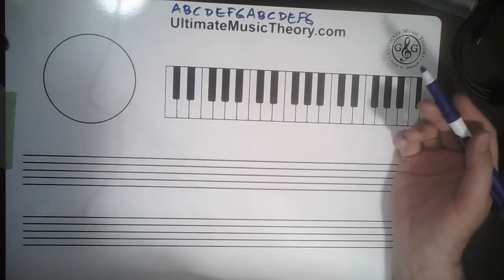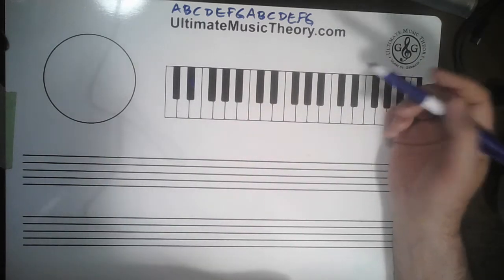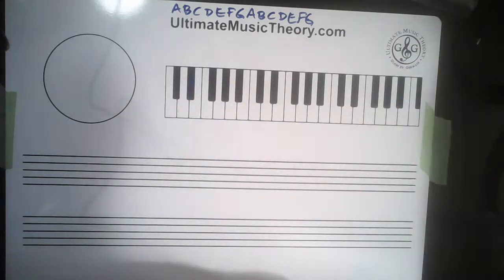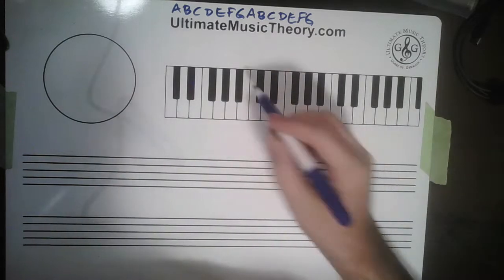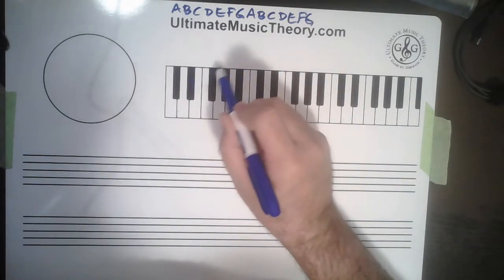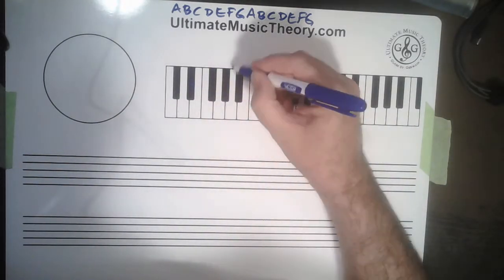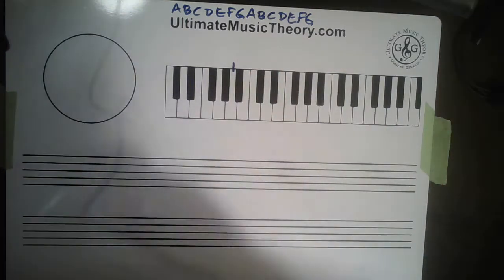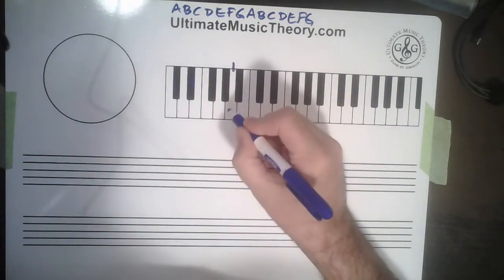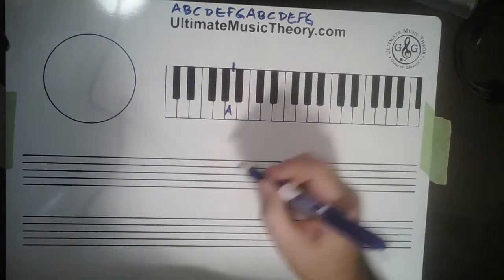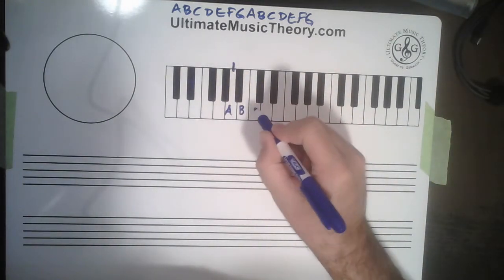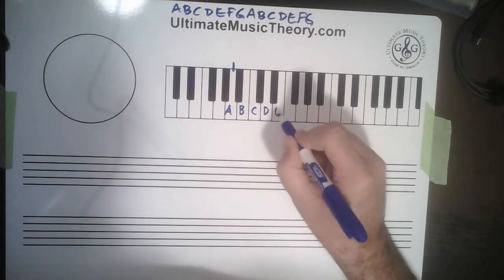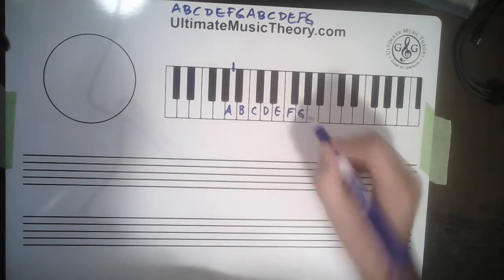If you want to know where the A is on a piano, this is a piano. We use a piano because it's a good visual and it's pretty simple to use. You go to your group of 3. Here's a group of 3 black notes. And in between the second and third black notes is our letter A. So here's an A, then a B, C, D, E, F, G.